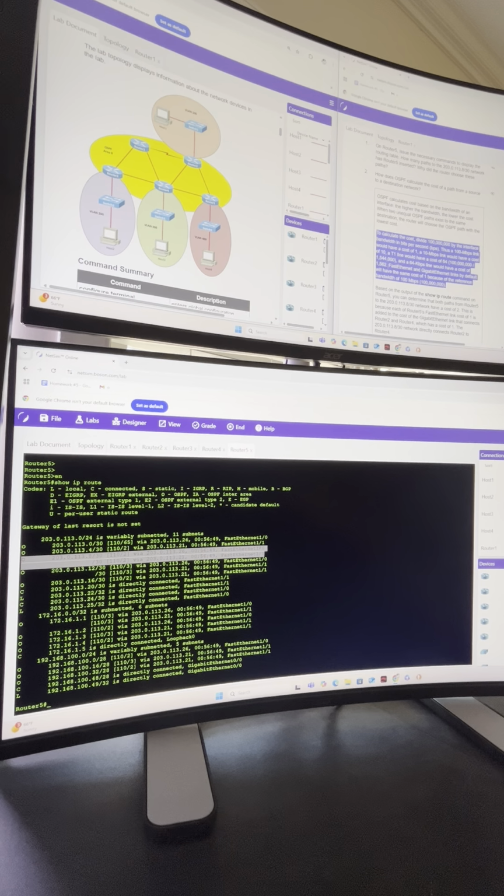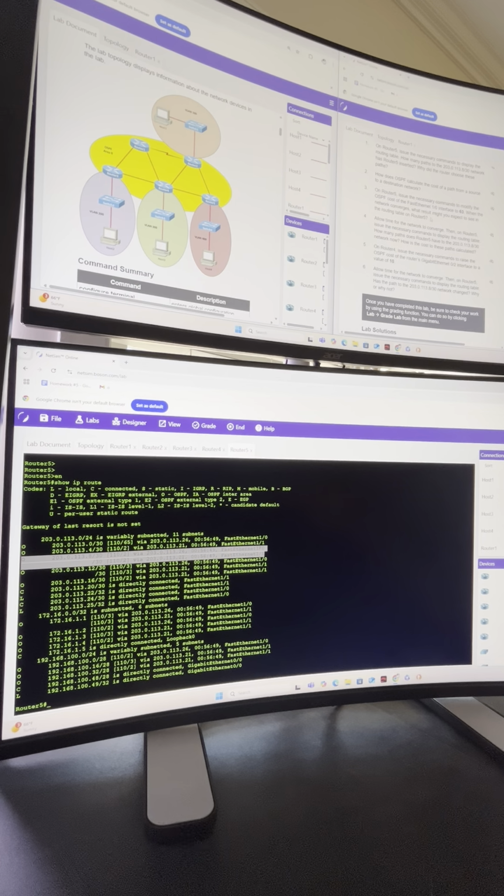We could configure a higher reference bandwidth on each router, so the Fast Ethernet and Gigabit Ethernet links would have different costs. You would definitely want to do that in production networks, so you can use a Gigabit link over a Fast Ethernet link, because Gigabit Ethernet has a higher bandwidth than a Fast Ethernet link.